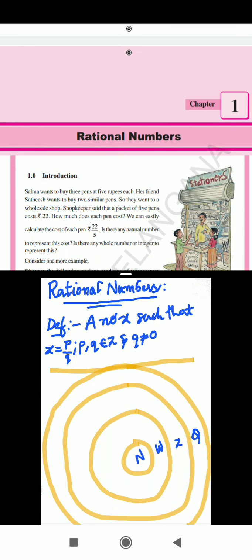Hi friends, today we will discuss the continuation of the topic which we were earlier discussing, that is rational numbers. Let us give an introduction of rational numbers in today's session. The definition of a rational number is as shown here.